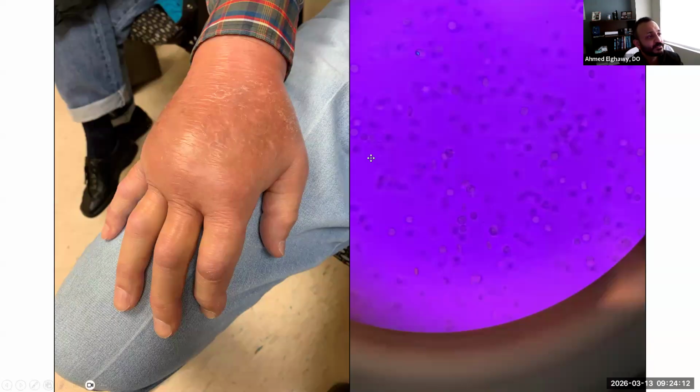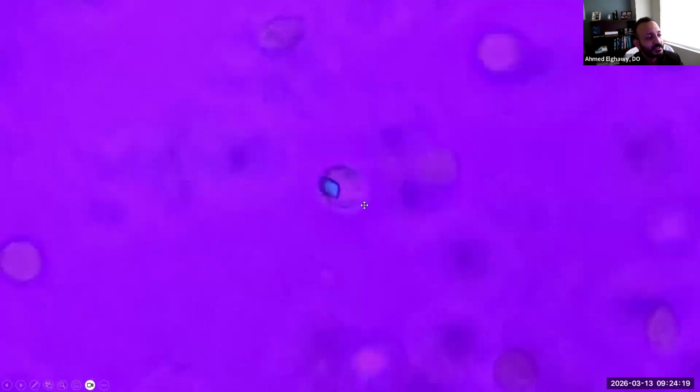And then when we aspirated this wrist, we did see a calcium pyrophosphate crystal. It's really, really small, but you can see it's within the cell. If we zoom in a little bit more, you can clearly see that this is active pseudogout. And that primarily takes care of most of the arthritides.